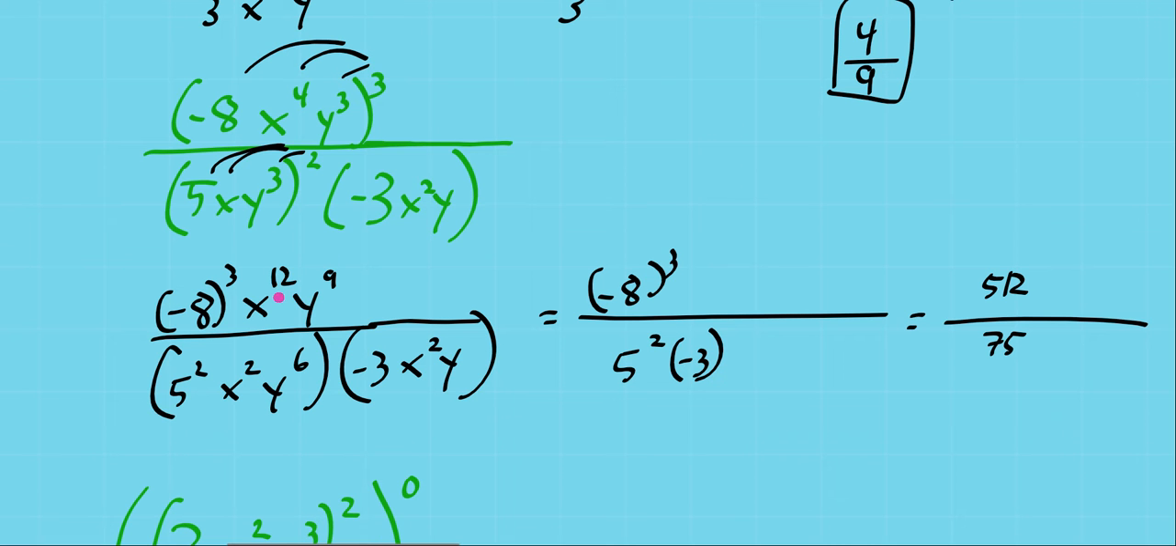Now we'll come back and look at our x's. On the top we've got 12. On the bottom we've got 2 over here and another 2 over here. So on the bottom we've got a total of 4. On the top we've got a total of 12. And 12 minus 4 is just 8. I'll just write it like this because I got room over here. For the y's, on the top we have 9. On the bottom we have 6 and another 1. So on the bottom we have a total of 7. And 9 minus 7 is 2. So I do 512 over 75, x to the 8, y squared.